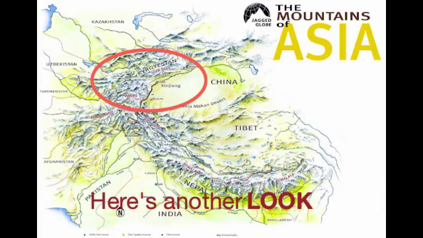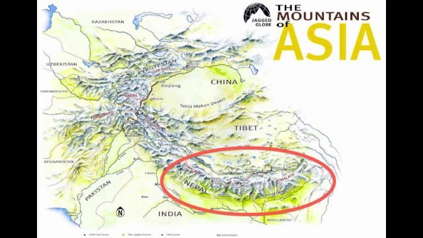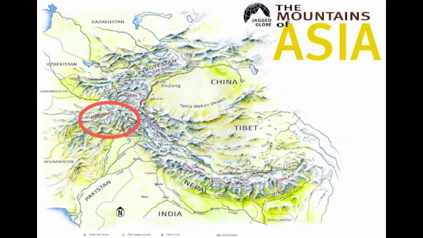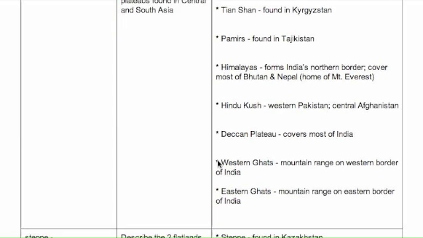And then we talked about already the Himalayas that form India's northern border. They surround nearly all of Nepal and Bhutan, and smaller ranges such as the Hindu Kush extend the mountains into western Pakistan and central Afghanistan. The southern part of Asia is a peninsula. Like I said before, it was the subcontinent. It juts out into the Indian Ocean.